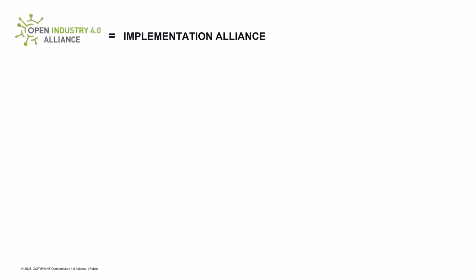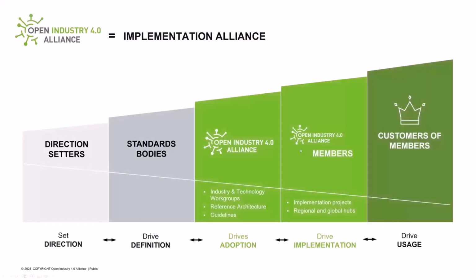We are called a self-implementation alliance, meaning when you ask what are you doing, where are you located, we are after the direction setter and standard bodies and try to close the gap to make the customer happy, especially the end customer of our members. So between the standard bodies who create the valuable standard information and the customer, there is a gap, and that's what we want to fill with our different approaches.